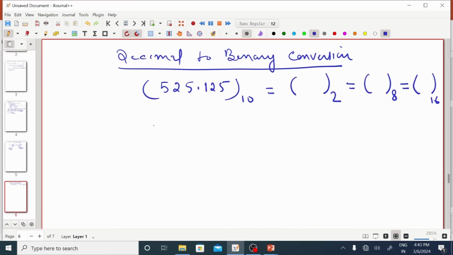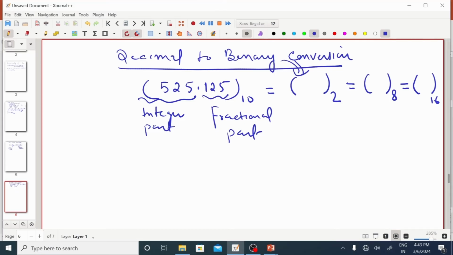So here, this is the integer part of the number, and this is the fractional part. Suppose for converting decimal to binary number system, this conversion means we convert a base 10 number to a base 2 number. This is known as a decimal to binary conversion.